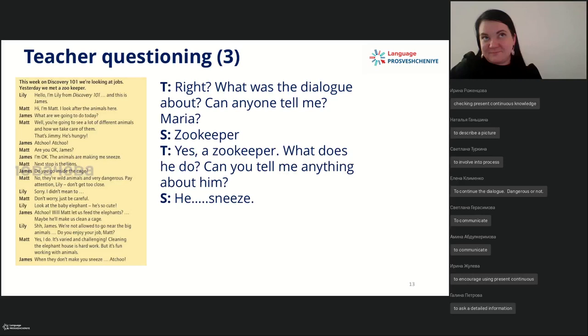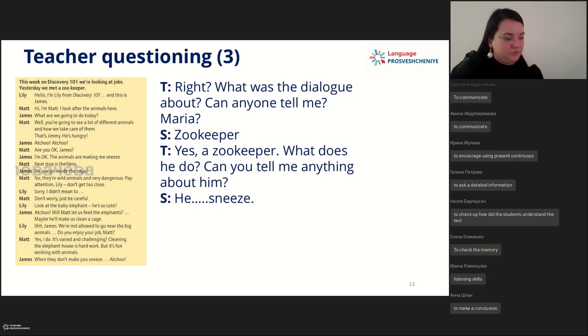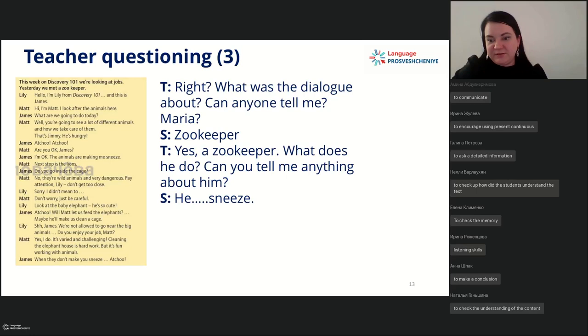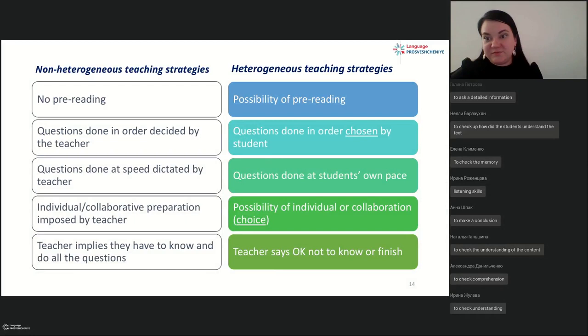To check how the students understood the text, to check memory, interesting, listening skills, okay, to make a conclusion, okay, to check understanding of the context, okay. Say, moving on to heterogeneous versus non-heterogeneous teaching strategies.